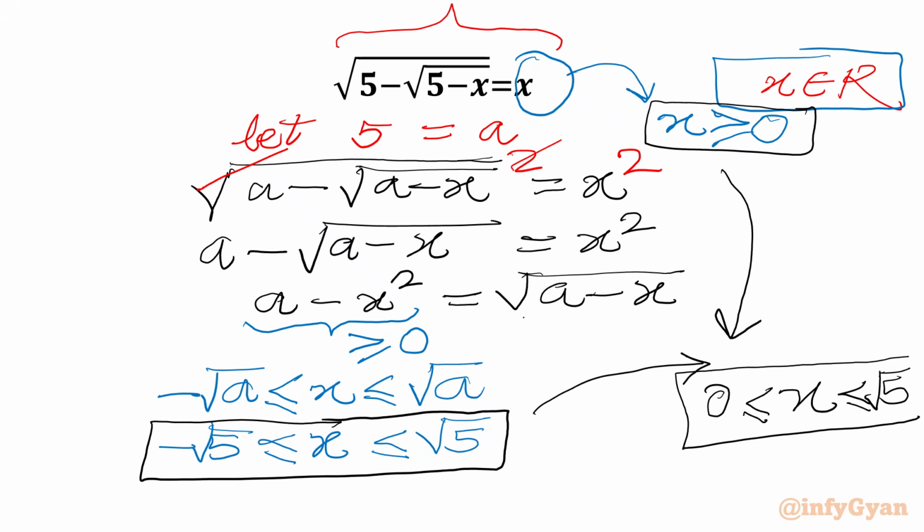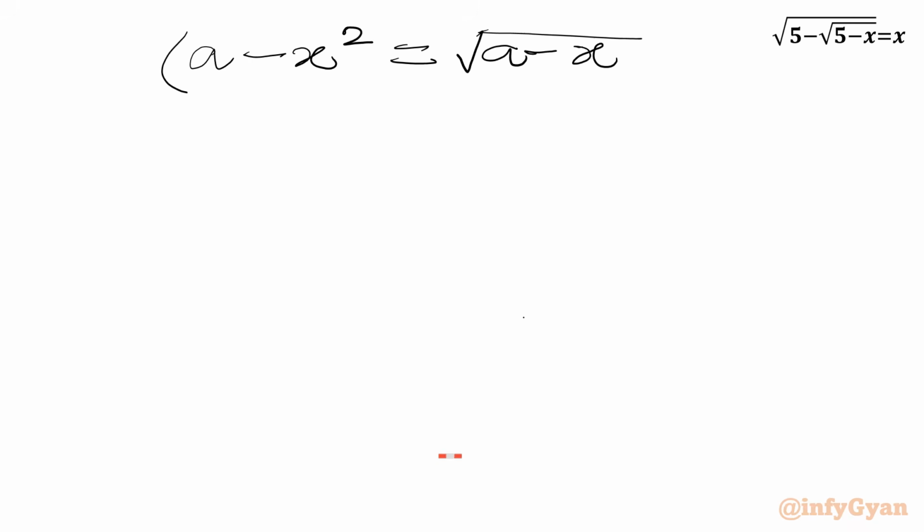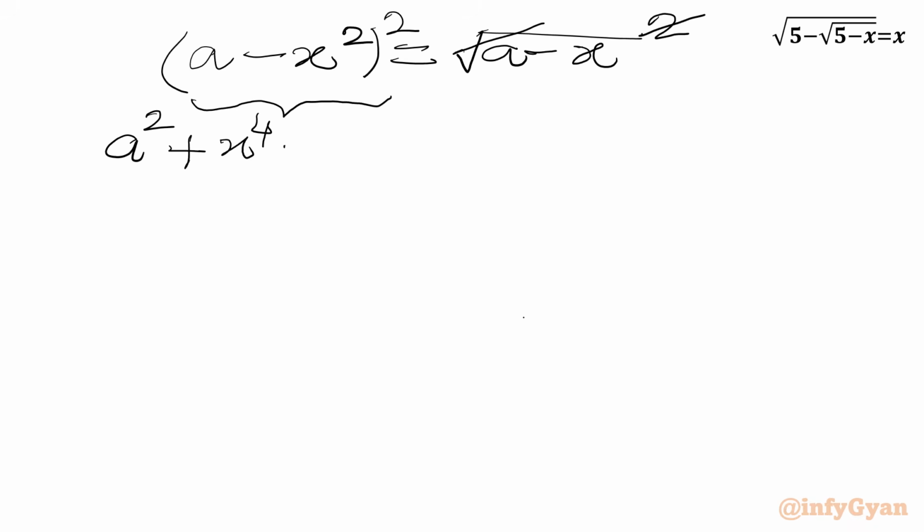Now we will be squaring this equation. Let me write here a minus x square equal to square root of a minus x. We'll put power 2 on the LHS, power 2 on the RHS. Square root and square will cancel. Here we have to apply the a minus b whole square identity. We will get a square plus x square whole square, x power 4, minus 2 times a times x square, and on the right hand side we have a minus x.